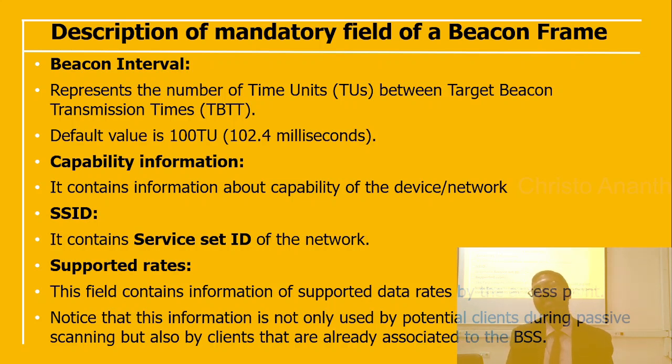Then capability information, which contains information about the capability of the device or of the network. Then you have the SSID, service set identifier. We'll have supported rates as well, which carry the information about the data rates supported by the corresponding access point. This information is used not only by the potential client during passive scanning, but also by the clients that are already associated with the basic service set.